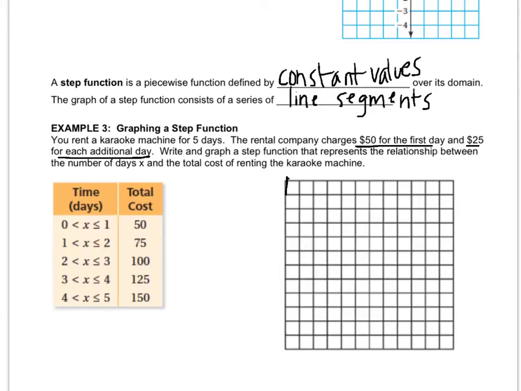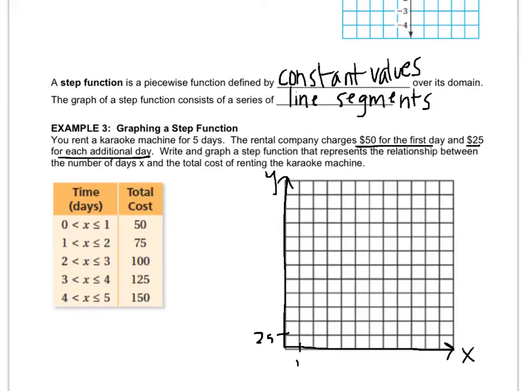Now I'm going to keep us in the first quadrant because I can't have negative days or negative dollars, so it makes sense to stay here. So this is the constant values. It's saying that if x is between 0 and 1, it's always going to be this number. If x is between 1 and 2, it's always this number. 2 and 3, it's always this number, etc. So let me make my graph. And just for simplicity, I'll go by 25s.